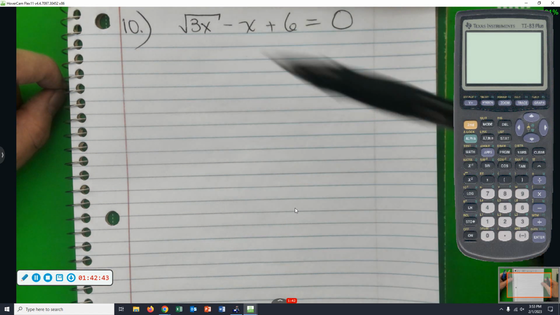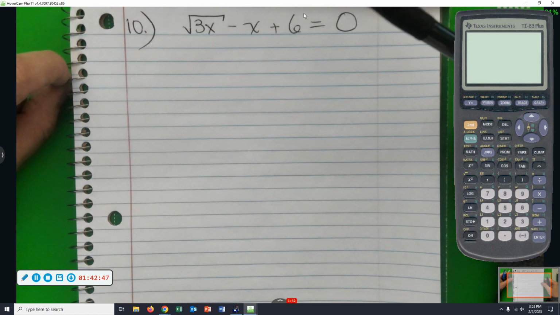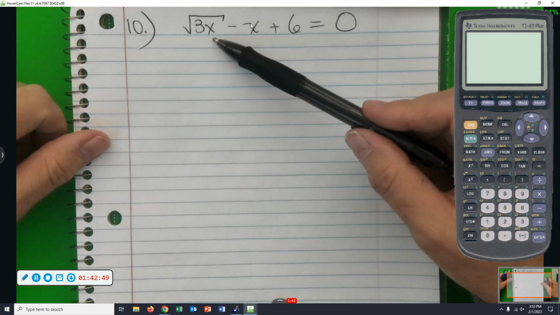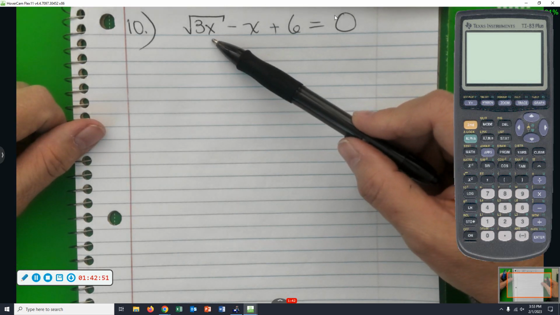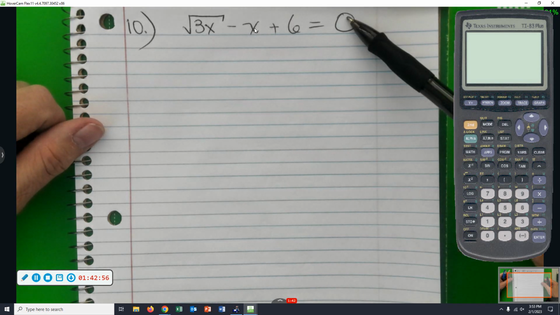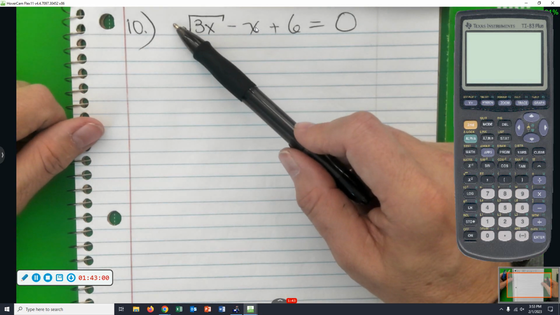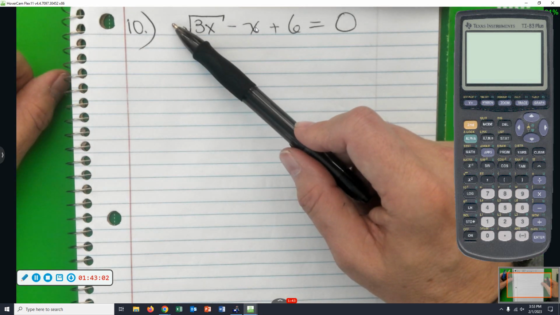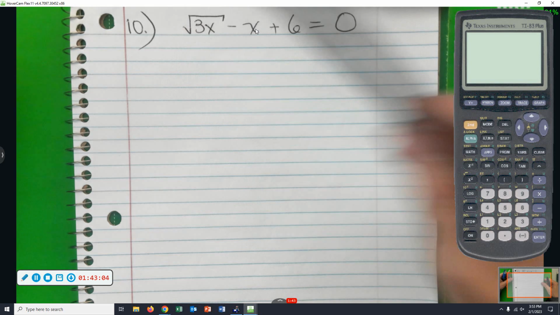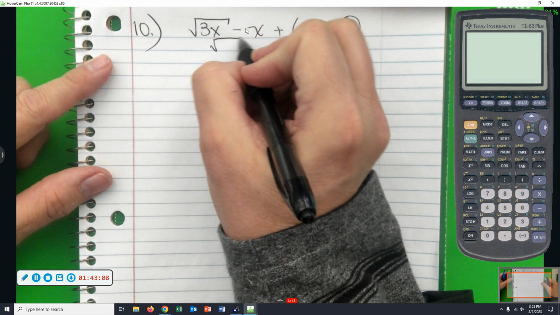I need that square root by itself. Before we square it, we have to get the square root by itself. Move everything else over. I wouldn't want to pick this up and move it over because instead of having a square root, I'd have a negative square root. I haven't isolated the radical. Now I have a negative in front of it. So leave that square root where it is.